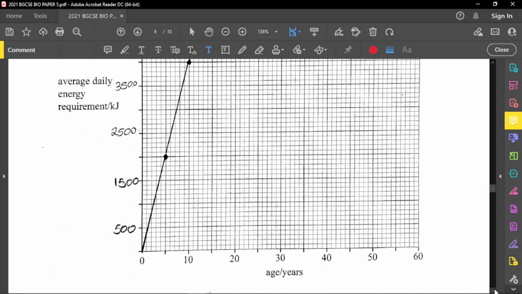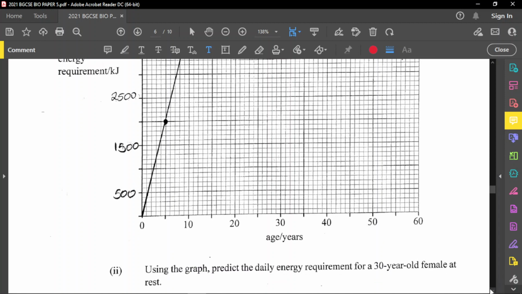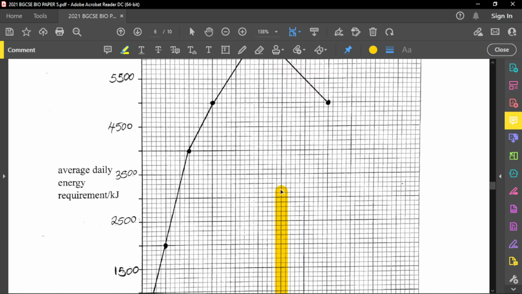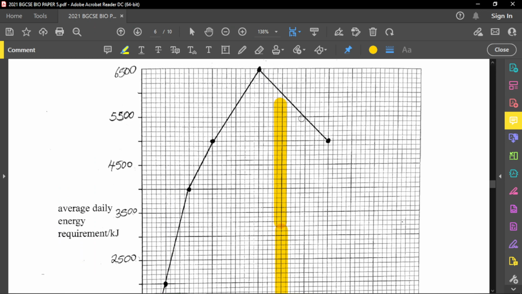Now they said, using the graph, predict the daily energy requirement for a 30-year-old female at rest. So if the female is 30 years old, we're going to come in this line and follow this line pattern all the way up here. Let me go up the graph a little bit more. Notice the graph going all the way up. Let's continue from there. It said predict the amount of energy requirement for a 30-year-old. And it comes right there. Then you come across here.